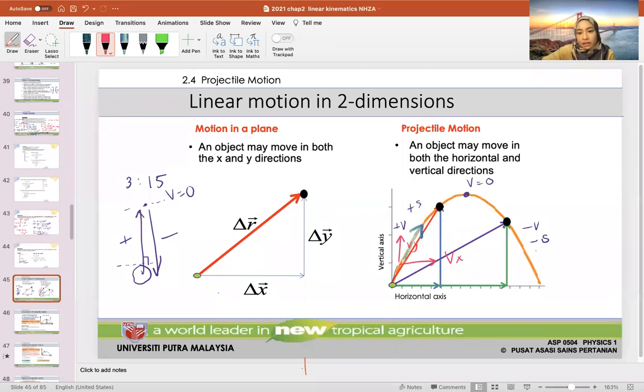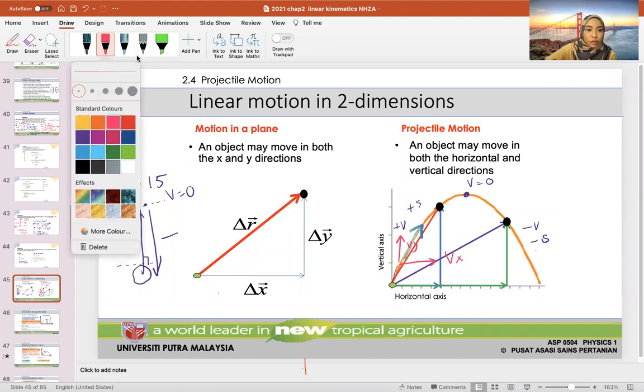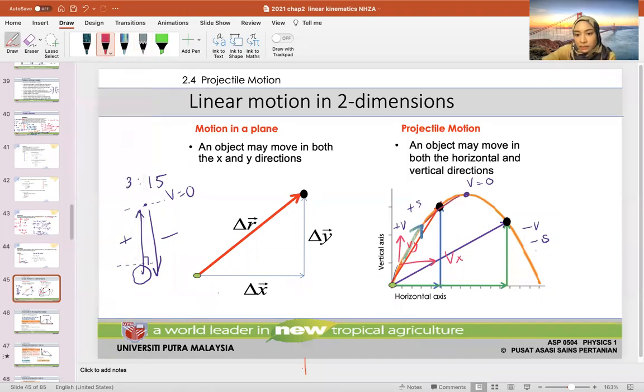Sama juga dengan S. Our displacement is going this way. It has some angle. It's not 90 degrees. It's not in the Y, it's not in the X. So it's in both. So if this is your S displacement, you have the SX and you have the SY. Okay, so each point you will have that X and Y component.